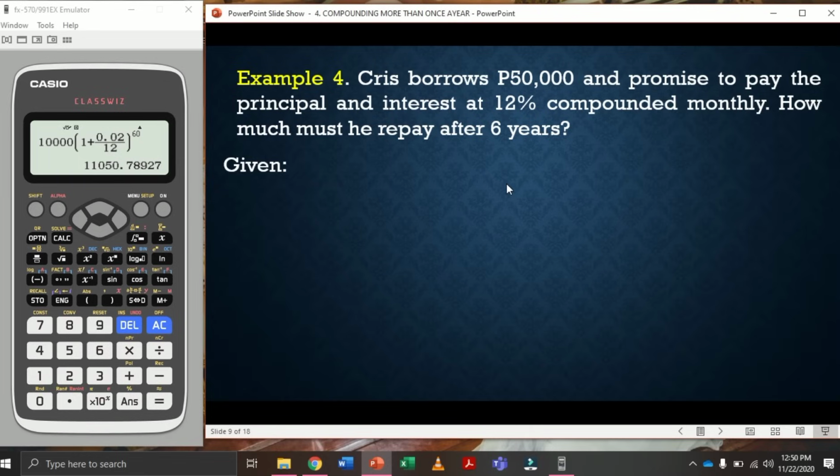So what are the given? The present value is 50,000. The nominal rate is 0.12. Tatandaan natin bakit nag-0.12 tayo dyan. Kailangan lagi nating i-convert into decimal yung nominal rate natin. And then, yung term natin is 6 years or yung number of years is 6. And then, the frequency of conversion is 12 kasi compounded monthly.